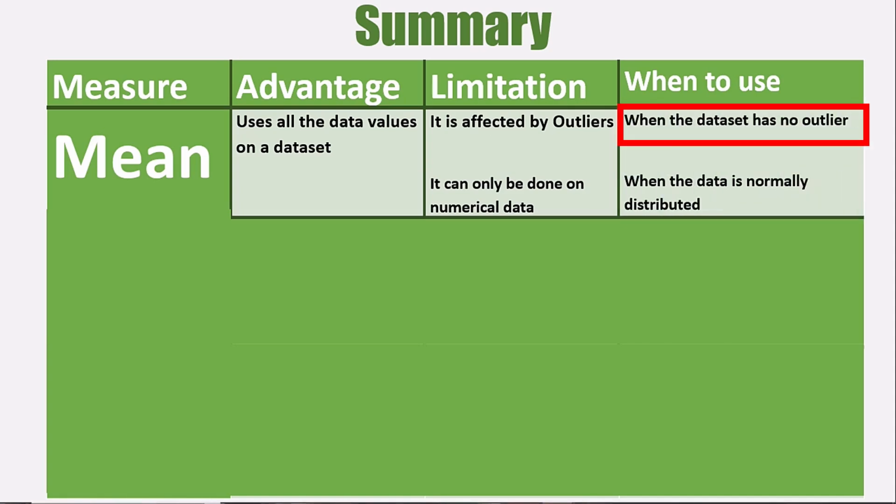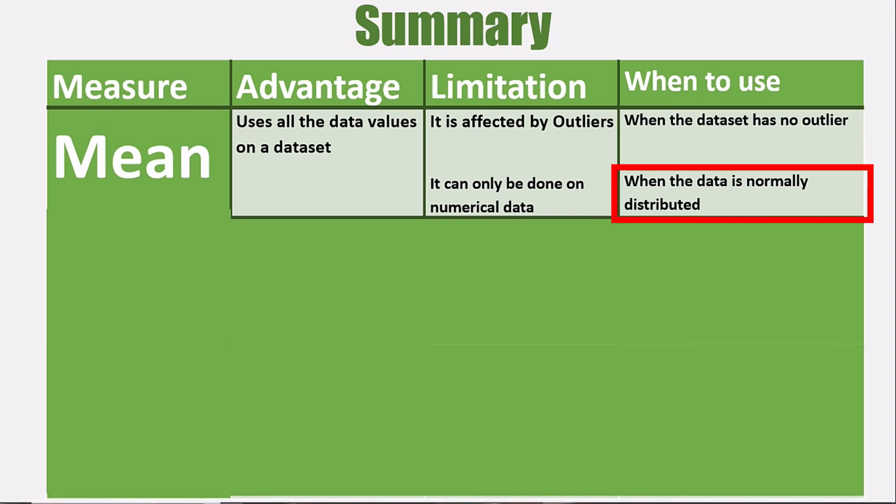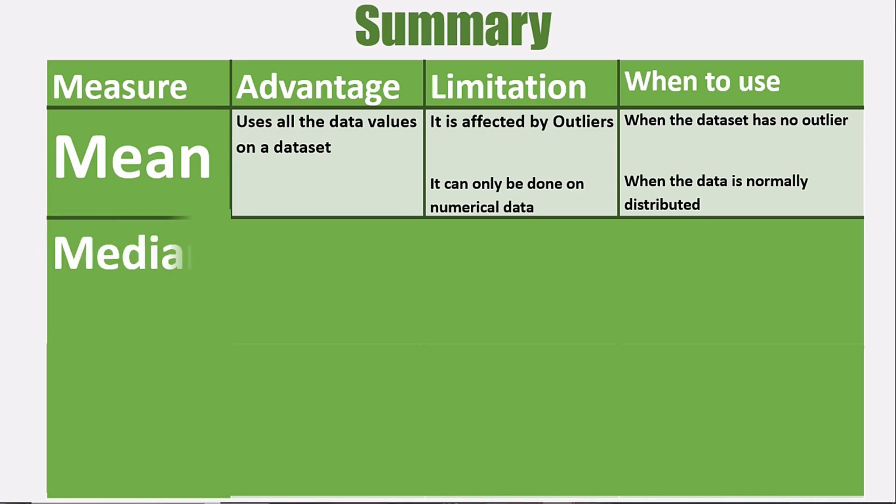So when the data set has no outlier, that's when you should use the mean. Or when the data set is normally distributed. That means most of the data points are clustered around the middle of your data set. Now let's get to the median.